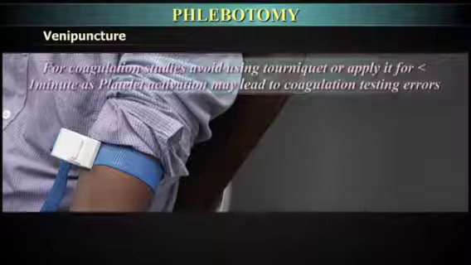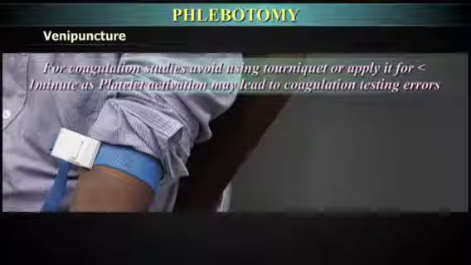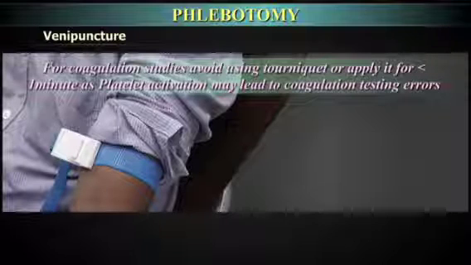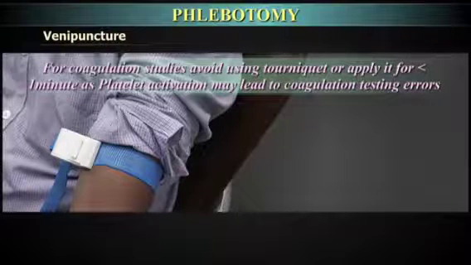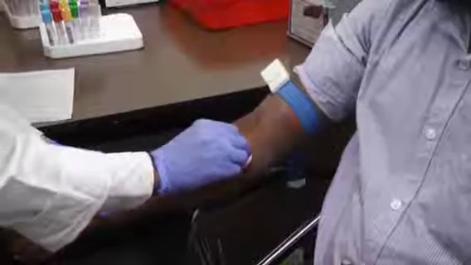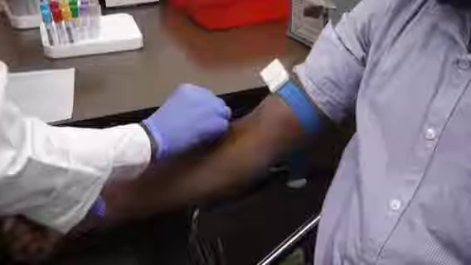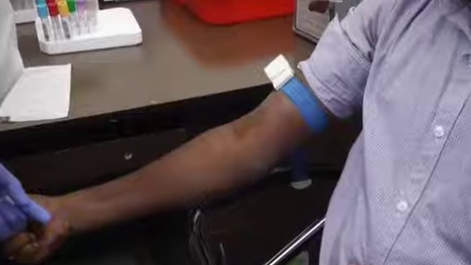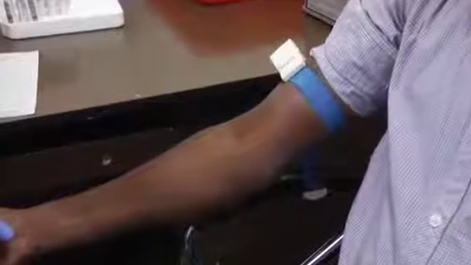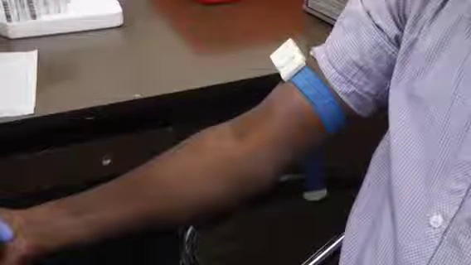For coagulation studies, avoid using a tourniquet or apply it for less than 1 minute, as platelet activation may lead to coagulation testing errors. Clean the venipuncture site with 70% isopropyl alcohol swabs or a sterile swab using a circular motion from the center to the periphery. Never do the reverse.